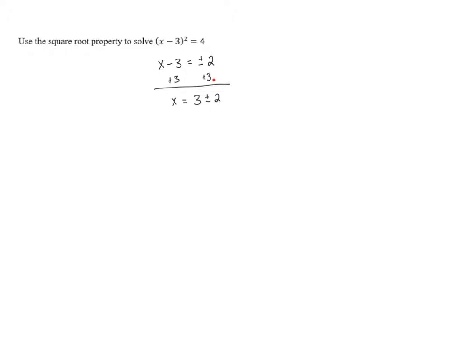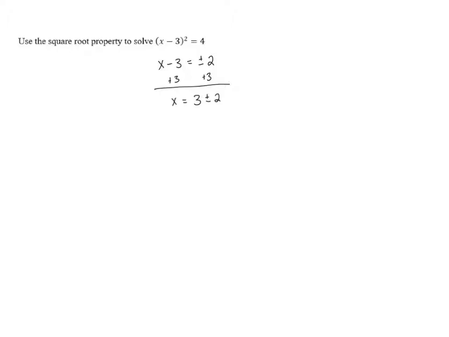We can't combine these like terms when we're adding them here, because one of them has a plus or minus, and the other is just positive. So we need to keep those as separate, for now at least. So we've got x equals 3 plus or minus 2. However, in this situation, we can go further to come up with a simpler answer.